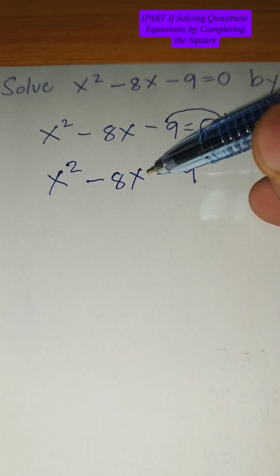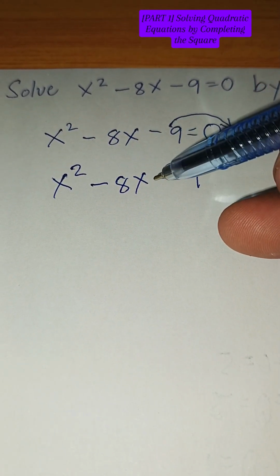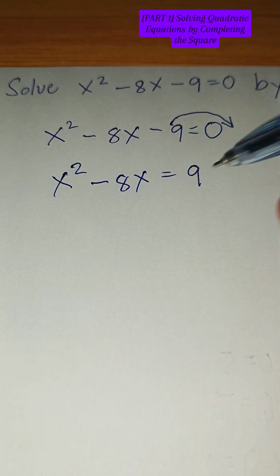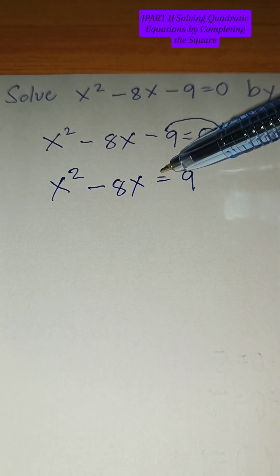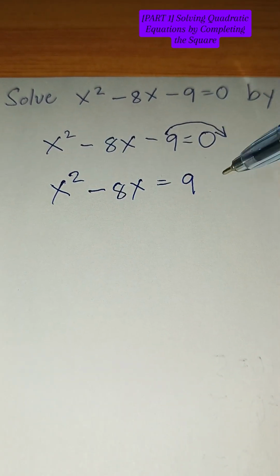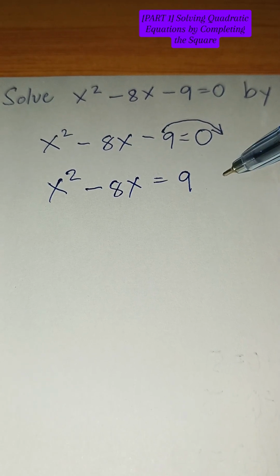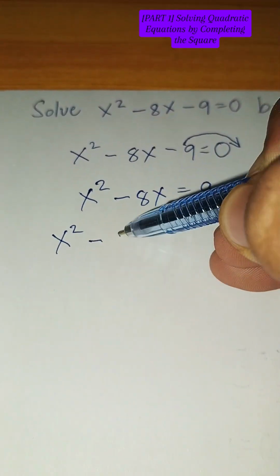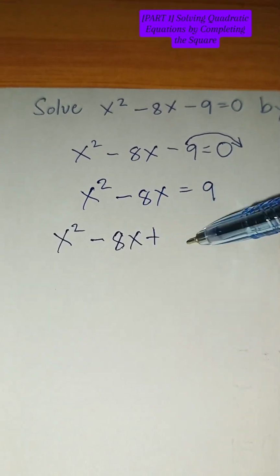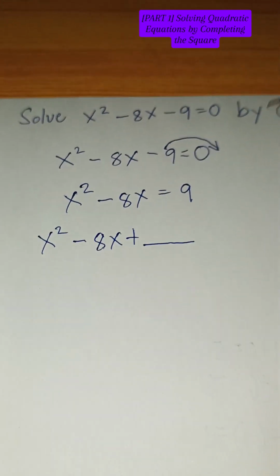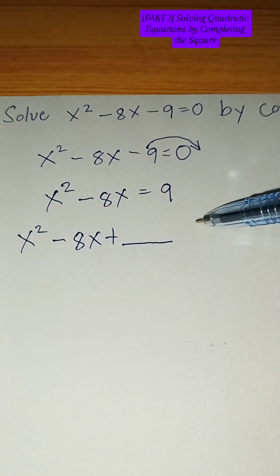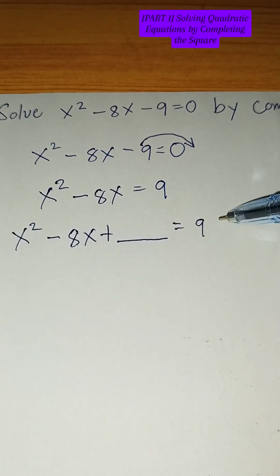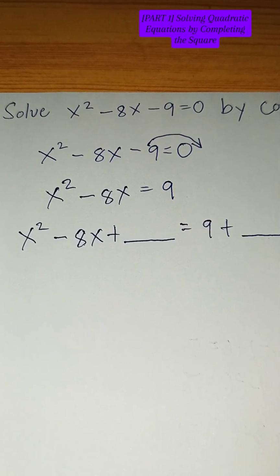Then after that, for this x squared minus 8x, we're going to obtain the new constant. Whatever constant we add on the left side, we also add on the right. Okay? So it becomes x squared minus 8x plus a blank, which is unknown, equals 9 plus blank.